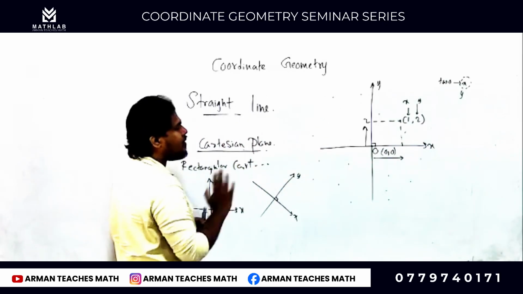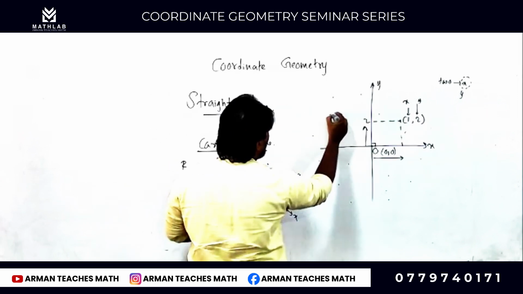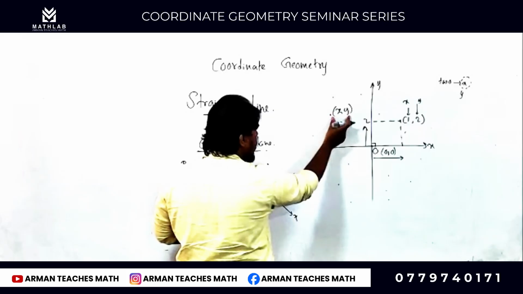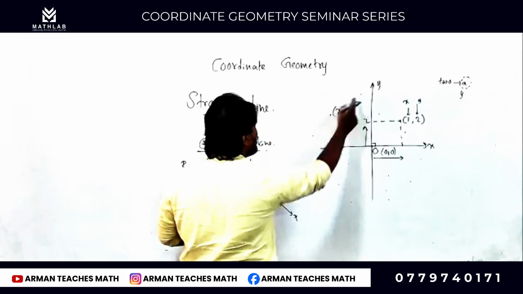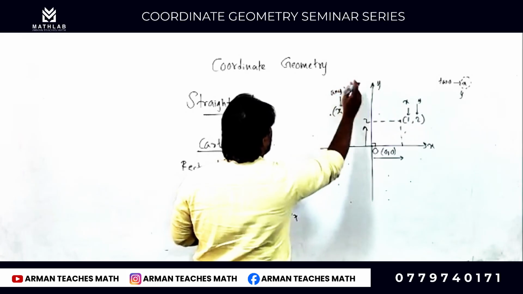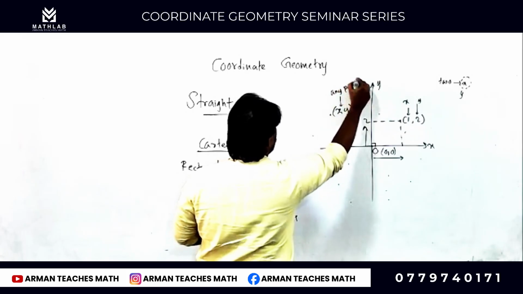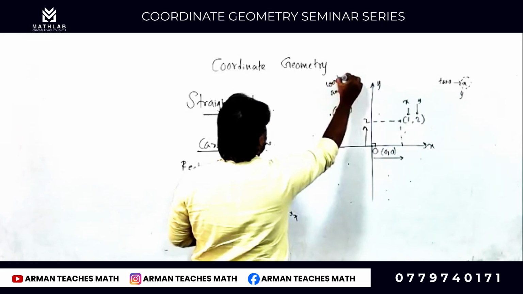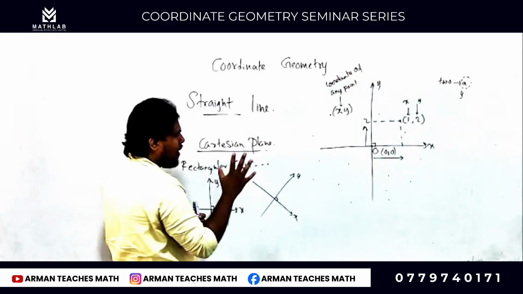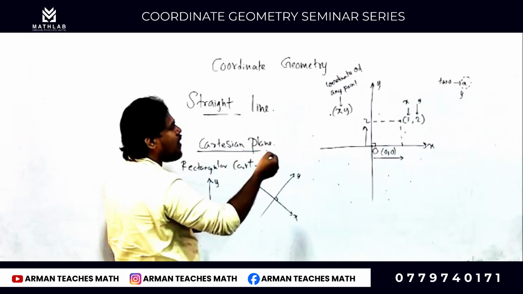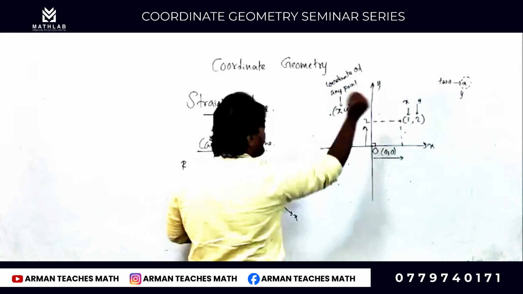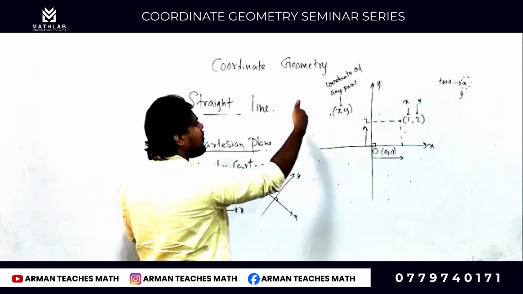If I generally select a point, we can mark it as (x, y). This is the coordinate that represents any point. It can be x is 1 and y is 2, meaning this point. x is 3 and y is 4 means some other point. If x is -1 and y is 5, it's another point.